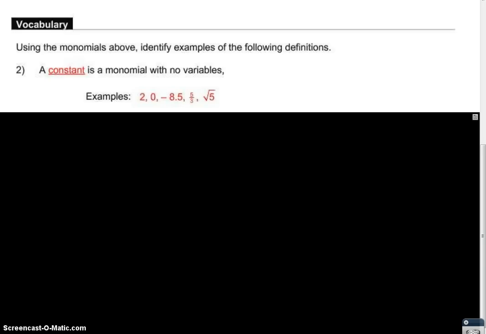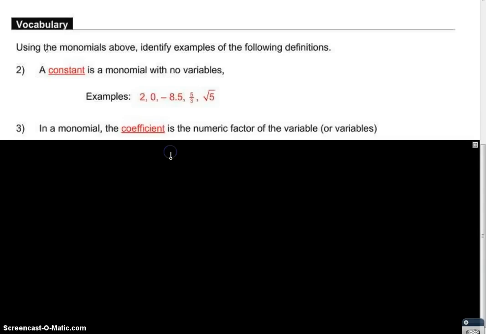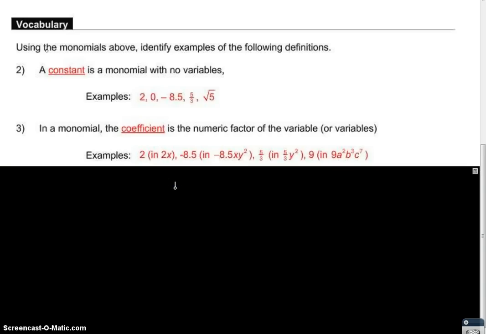Those are examples of constants. They're just numbers. Okay, so my next one says in a monomial, the coefficient is the numeric factor of a variable or variables. So here, if I look at the 2 in 2x, that 2 is the coefficient. It's the number in front of the variable. Or the negative 8.5 in front of negative 8.5x y squared. Or how about the 5/3 in 5/3 y squared? Or the last one would be the 9 in 9a squared b to the 3rd c to the 7th. So a coefficient is just the number in front of the variable.